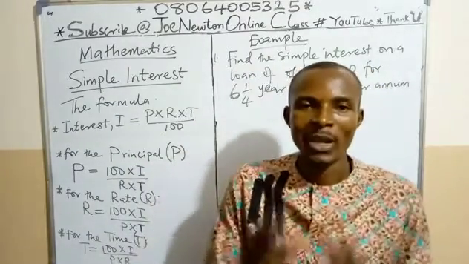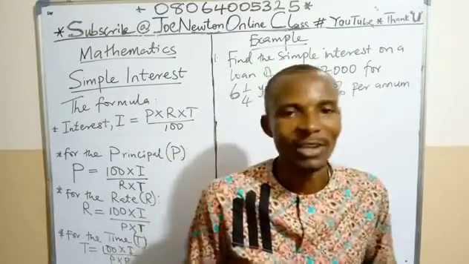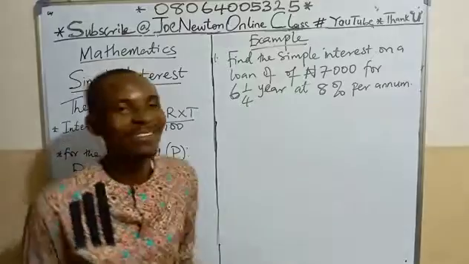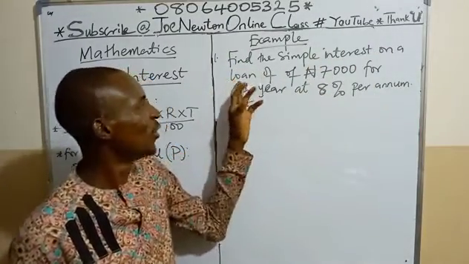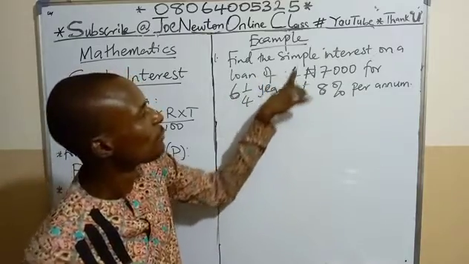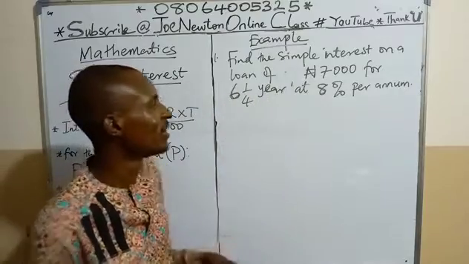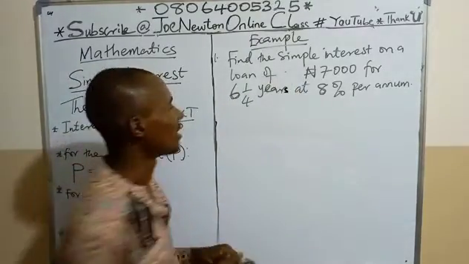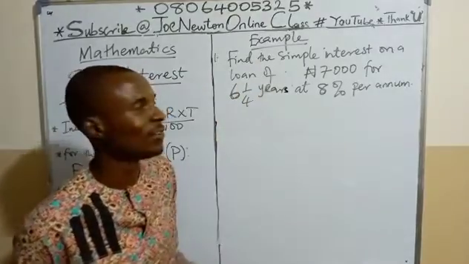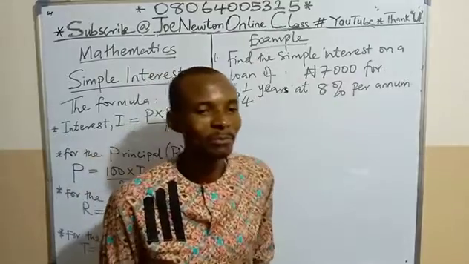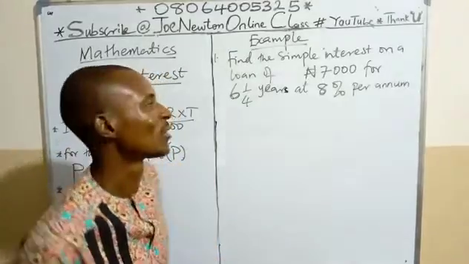So with this, we can now take an example, a question from simple interest, and calculate. Okay, let's see an example on the board. Find the simple interest on a loan of 7,000 naira for 6 1/4 years, that is 6 years and 1/4 year, at 8% per annum. You have to calculate this.